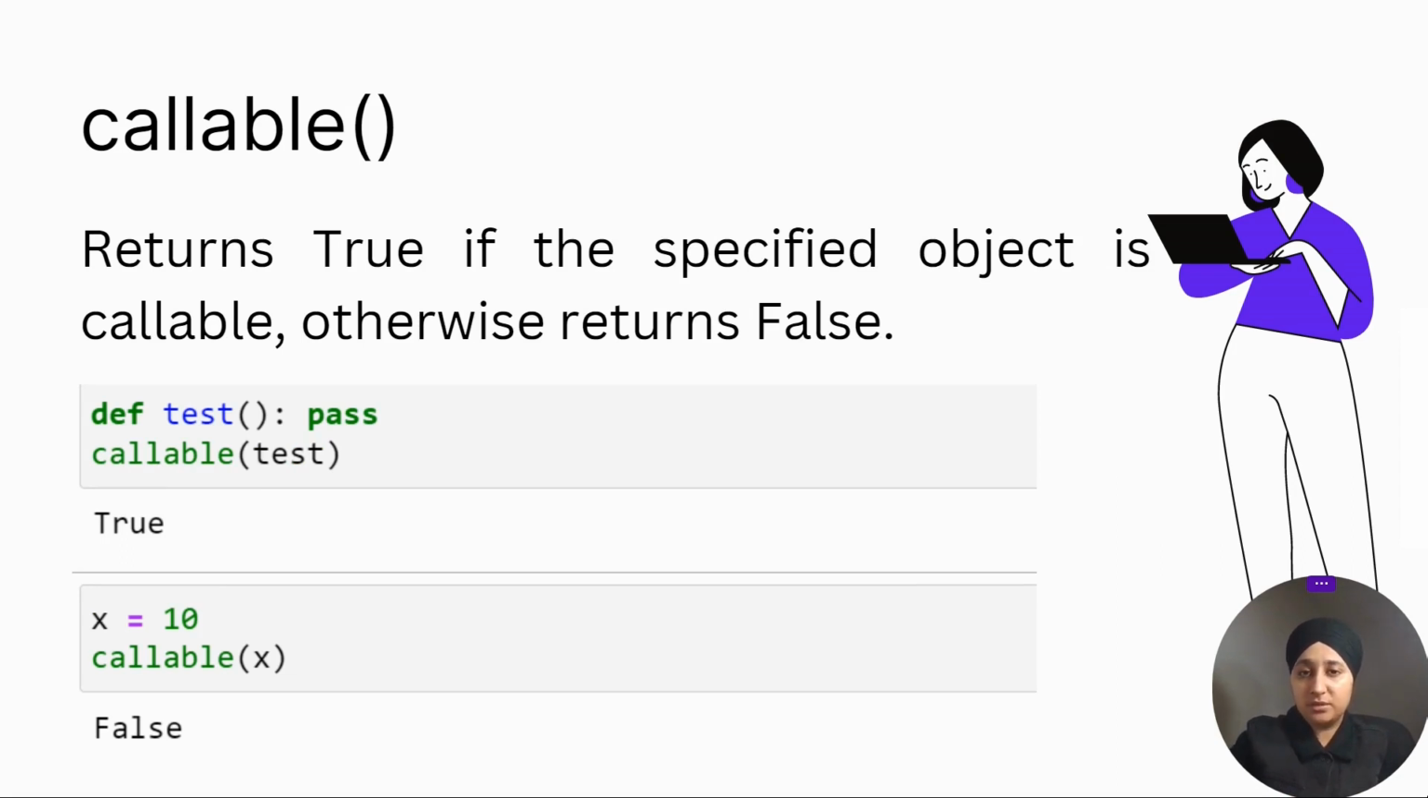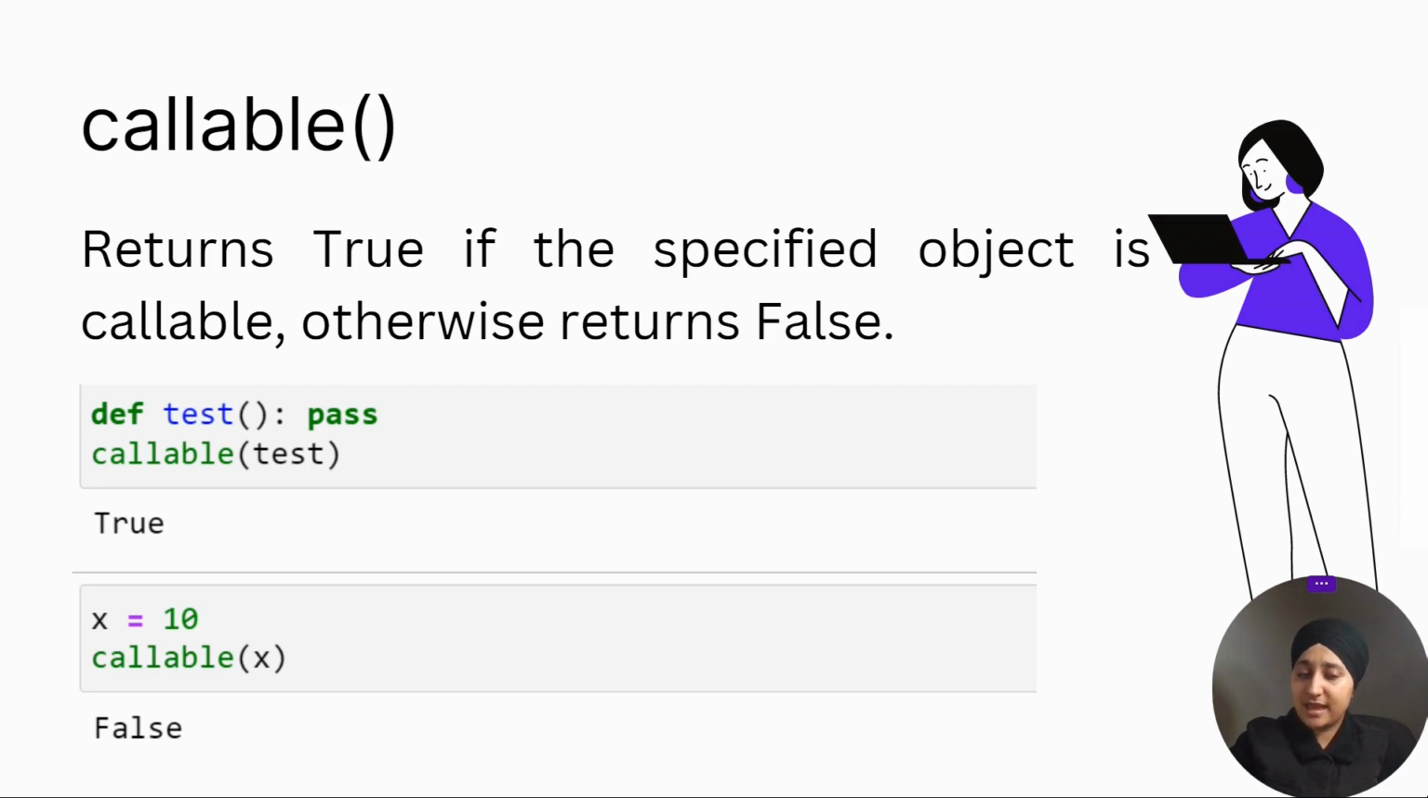Callable returns true if the specified object is callable, otherwise it returns false. Now you can see in the first case, def test. So this is a function, test. This is a user defined function. Here I am using the keyword pass and I am using callable test. I am checking if this is callable or not. In this case, it is returning true. Callable means this is a function that we can call.